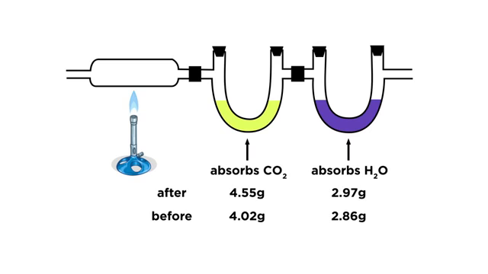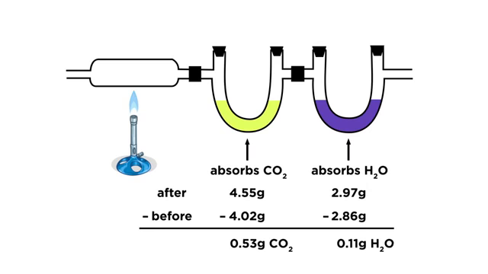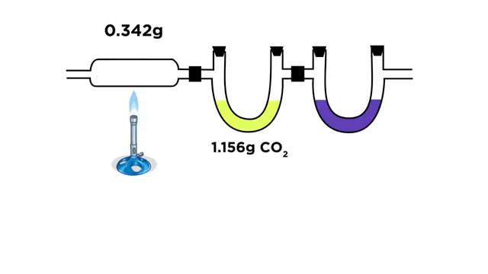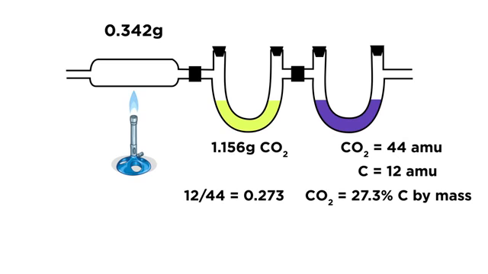We weigh these materials before and after the experiment, and the difference will be the mass of water and carbon dioxide absorbed respectively. So, let's say we have a sample of benzene, but we have no idea what the ratio of carbon to hydrogen is. We burn a 0.342 gram sample, and we collect 1.156 grams of CO2 in here. Since CO2 weighs 44 atomic mass units and a carbon atom weighs 12, each molecule of CO2 is 27.3% carbon by mass. That means in the CO2 there are 0.316 grams of carbon.